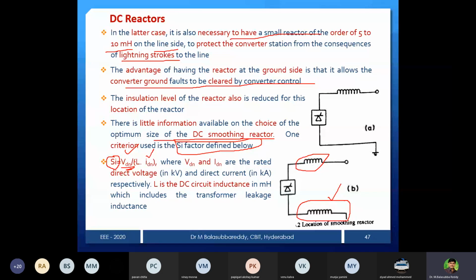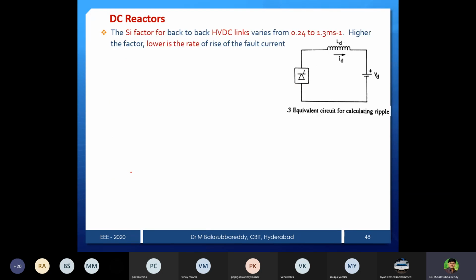So this includes the transformer leakage inductance also, because we are using transformers in the source side as well as the load side, before connection of the rectifier station and after connection of the inverter station. A tap changing transformer will preferably be used, because controlling the voltage is also required. That's why tap changing transformers will be used in the rectifier station as well as the inverter station.